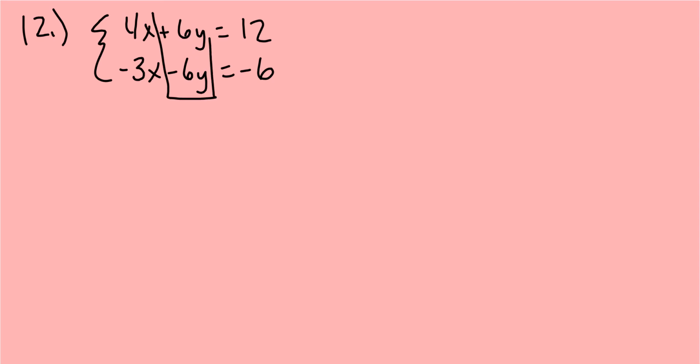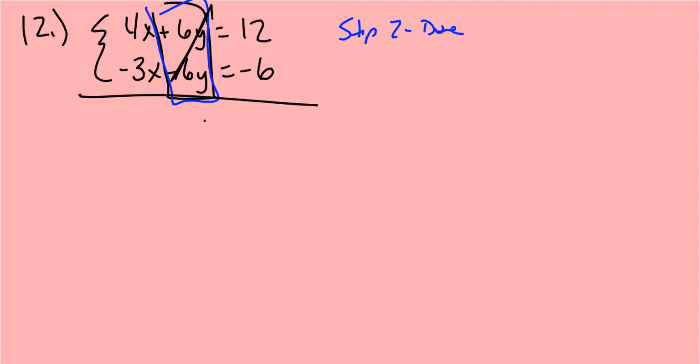I'm going to focus on the y's. So if I focus on the y's, they're already going to cancel. So step 2 is also done already because the y's are going to cancel. So now I'm just going to add up and down. I end up with x equals 6.